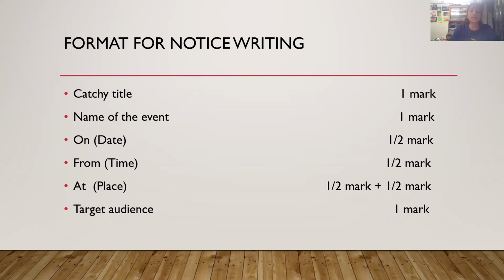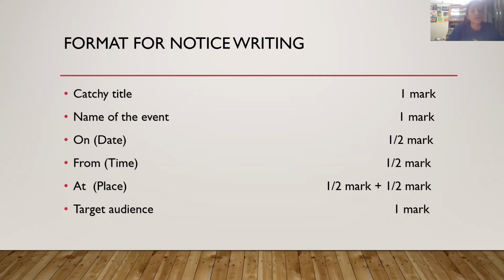Some people also write from, on, at, and some also write on, from, at. Both are acceptable. I prefer on, from, at. So on means date, from means time, at means place. You can also write from, on, at: from means time, on means date, at means place. So from and on can also be exchanged. But I prefer this format because it's very clear to the reader: first date, then time, then place.